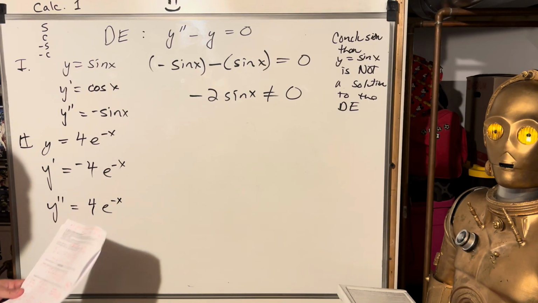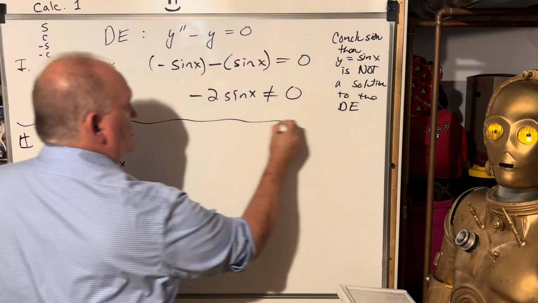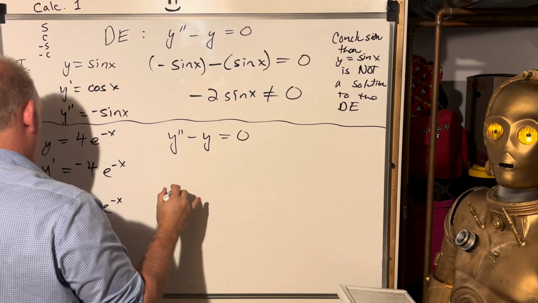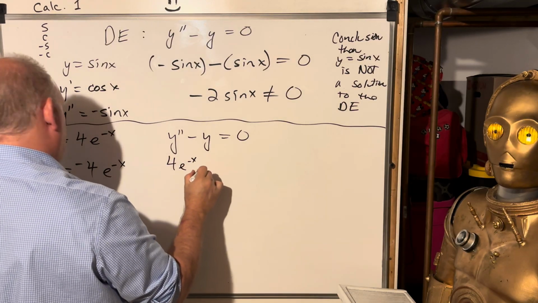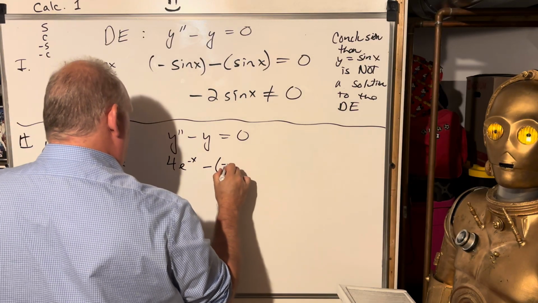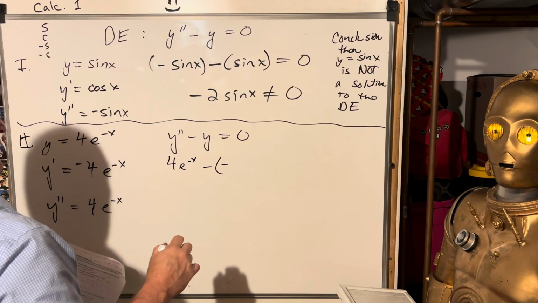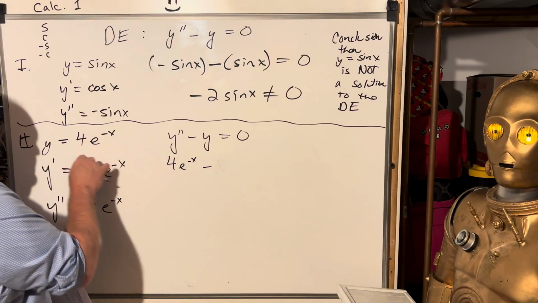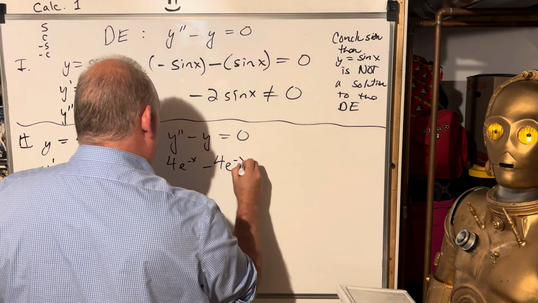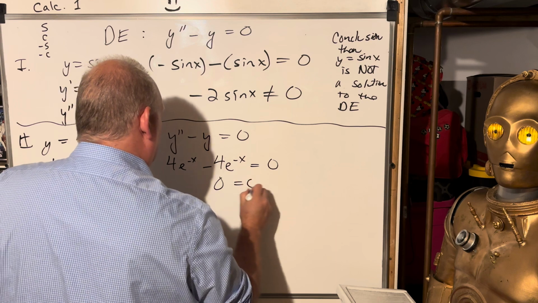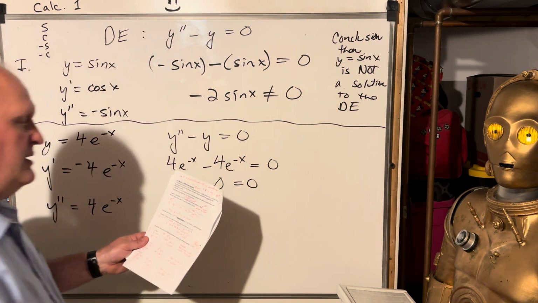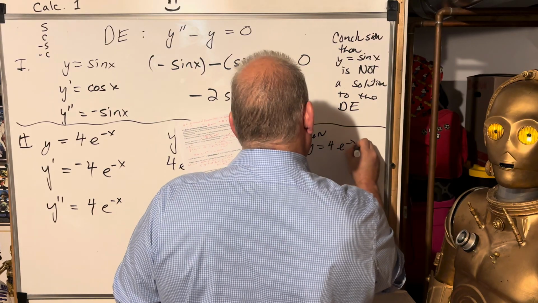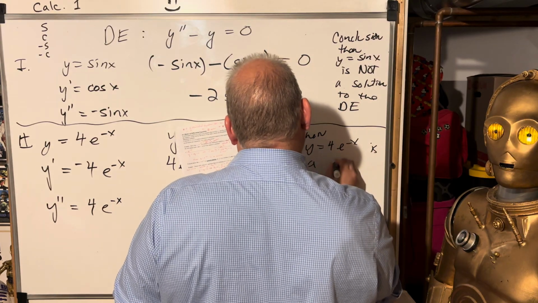All right, so now let's take a look. Y double prime minus y, does it equal 0? Is 4e to the negative x minus, oh nope, just minus, I almost did minus the prime, just minus the original, minus 4e to the negative x. That is 0. So then we conclude that y equals 4e to the negative x is a solution.